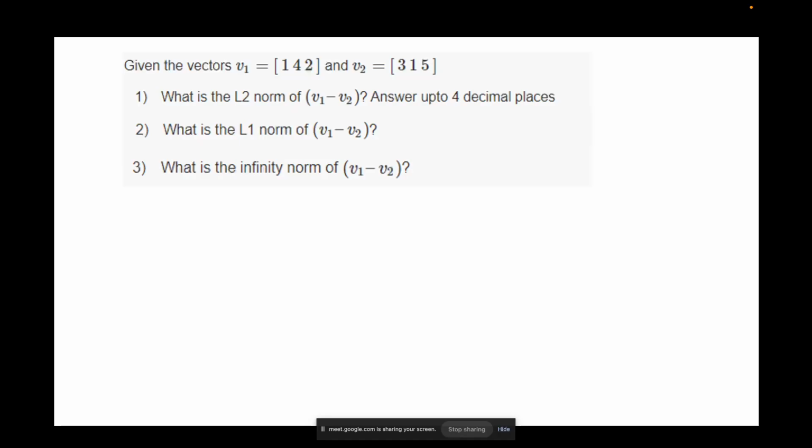First one is root 22. Okay. First one is root 22. Let me just start the answers here. I'll show the answers together only. You can try all of them. Okay.